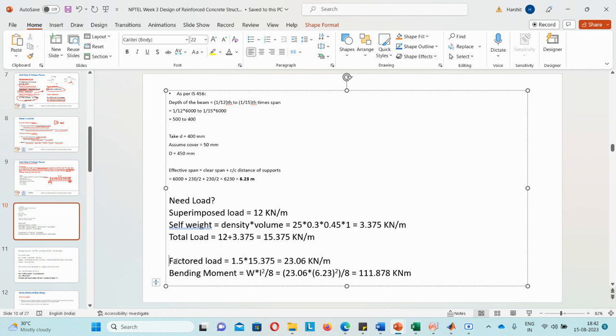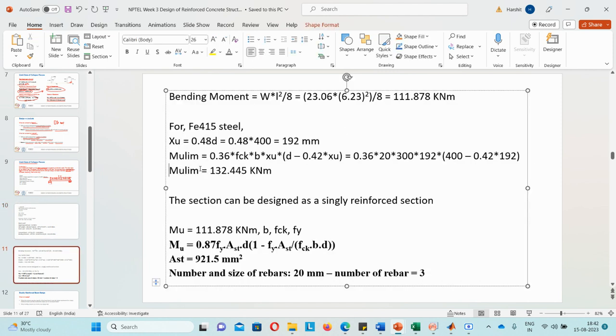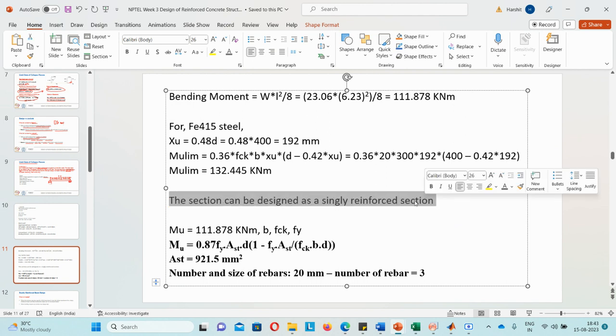Then we factored the total load because we are designing for the limit state method of design, in which we need to factor the load before designing for safety reasons. So we took the factor 1.5 and then we calculated the bending moment for a simply supported beam under continuous load. Once we calculated the bending moment, we first checked it with Mu limiting. So Mu limiting we calculated, we know the formulas. So we confirmed that the section can be designed as a singly reinforced section.